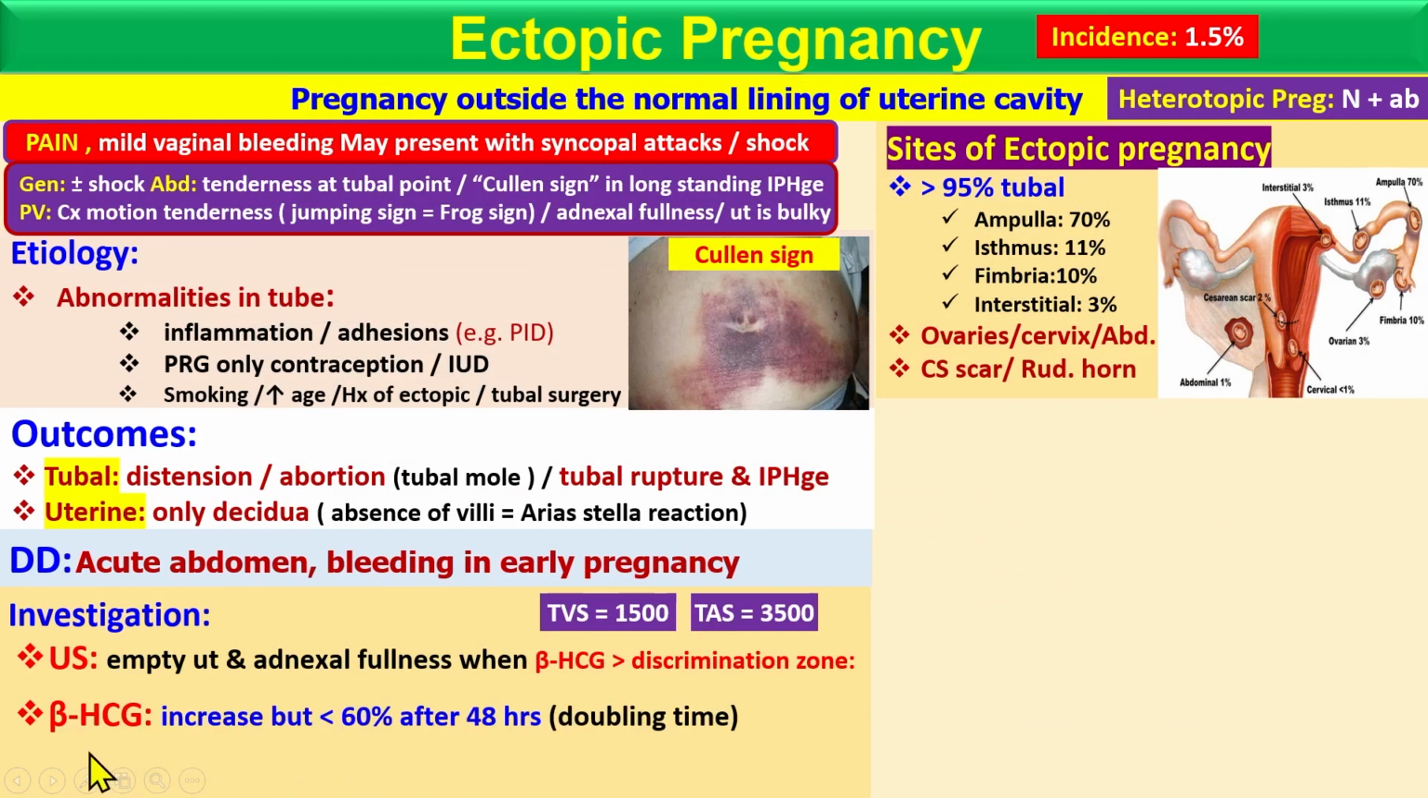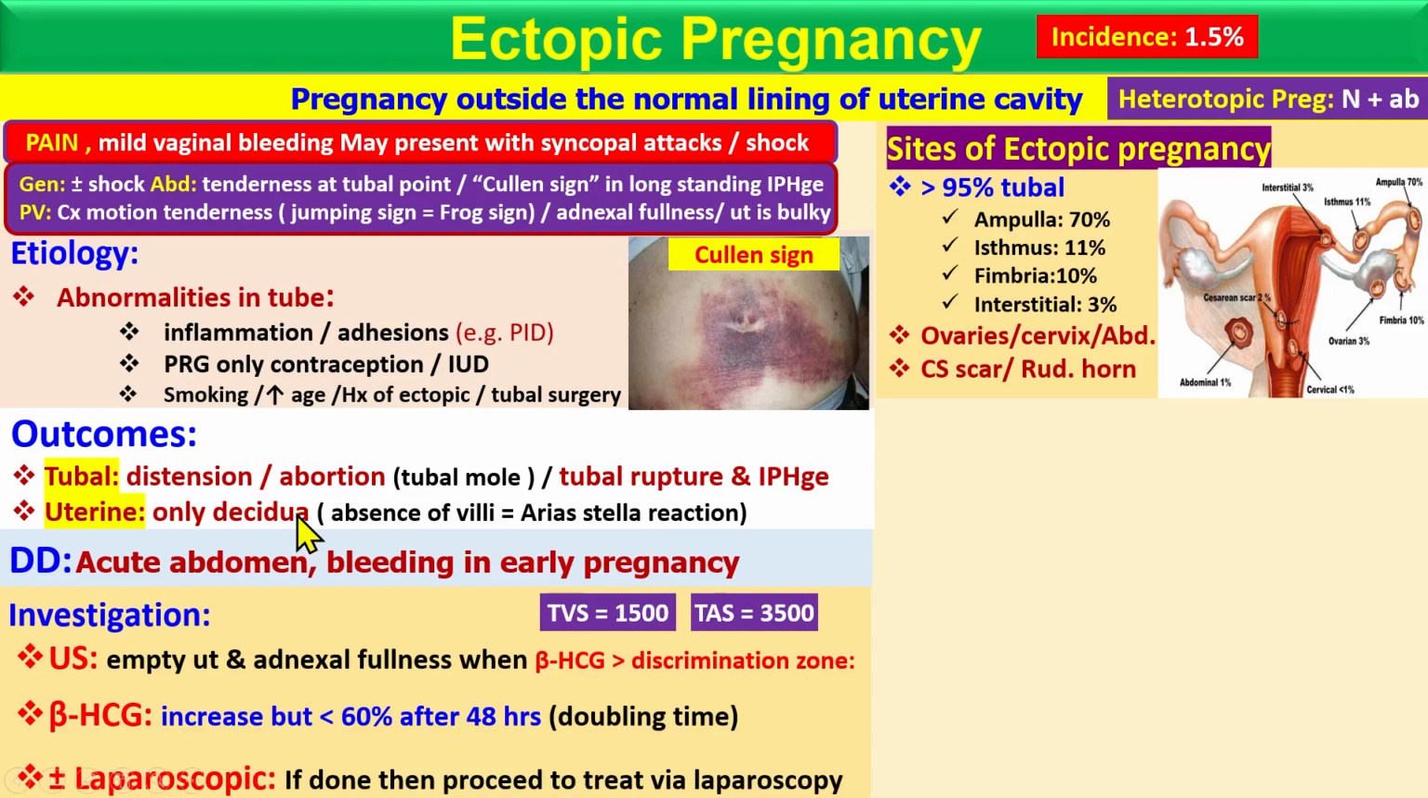What are the other investigations? You can check the beta hCG. Normally there is an increase in the beta hCG; it almost doubles during 48 hours in a normal pregnancy. But in this case, you do not see an increase of more than 60%. So if there is less than a 60% increase in beta hCG after 48 hours, it suggests ectopic pregnancy. And you go for laparoscopy, and laparoscopy can confirm your diagnosis.